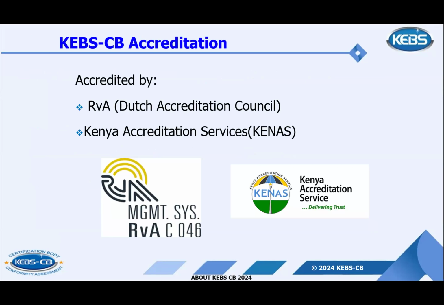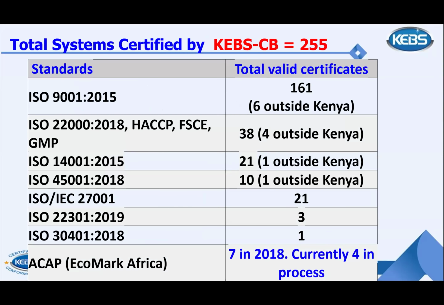So we are accredited by 2 accreditation bodies. We have the Kenya Accreditation Service, which Charles mentioned, who are currently working with one of the accreditation bodies that ARSO is working with for the purpose of this ACAP ECOMAC scheme. And then we are also accredited by the RVA of the Netherlands to offer these services. So this is just a demonstration that we have been found and deemed to be competent to offer certification to these schemes.